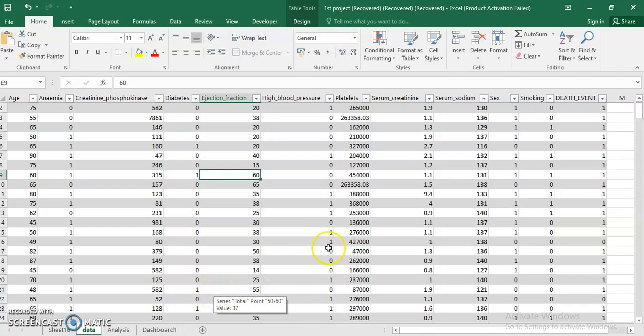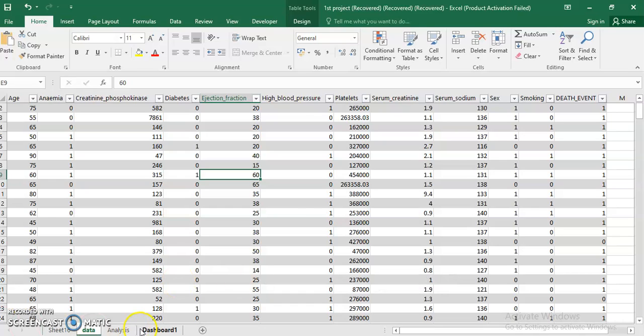This is my data set, which contains 12 columns and 300 plus rows. This is a data set of CVDs. CVD is nothing but cardiovascular disease, basically a heart problem disease.